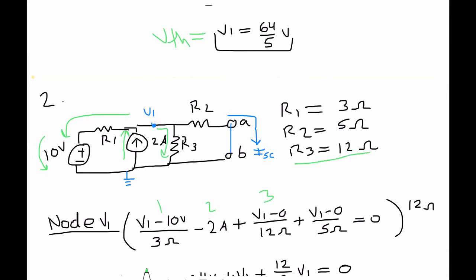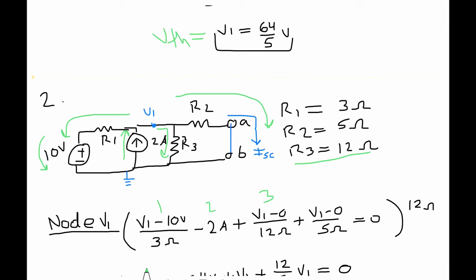And then the third branch will go down this way, where we have V1 minus 0, because it's directly hooked up to ground, with no voltage drops in between there, and then divided by our 12 ohms. Then finally our last branch, which is the new branch that we have just added because we have shorted this circuit like so. That means we have V1 minus 0 over 5 ohms.